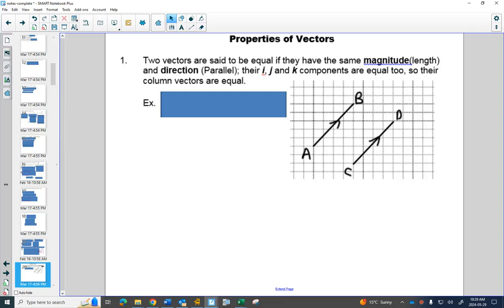Properties of vectors. Two vectors that go in the same direction with the same length are the same. They don't have to have the same starting point. Vectors are free. They can start anywhere. So we call AB and CD equal, even though they start at different places. Sometimes we fix a vector and call it a position vector, but often we're just talking about going in this direction for this far. They're equal vectors.